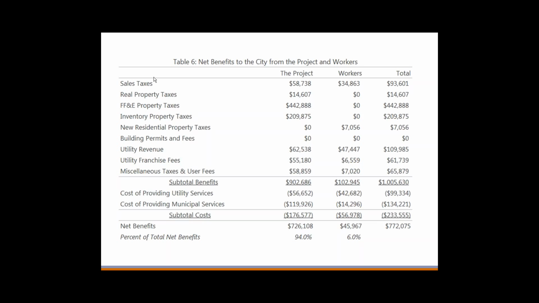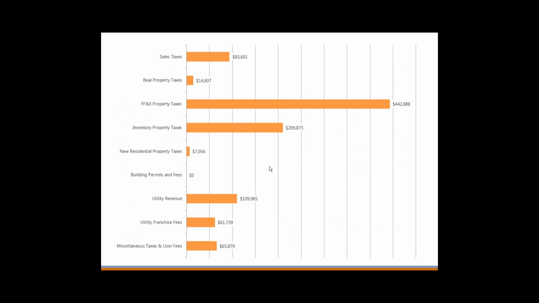So what are the most significant revenue sources? A good way to look at this information would be to put it up on a chart. Here we have a chart of those sources of revenues, and this helps us a good bit in digesting that revenue data. Far and away, you can see that the FF&E property tax revenue is the largest contributor to revenue. It's $442,000. Remember, our net benefits were only $772,000, so a big chunk of that is coming from FF&E.